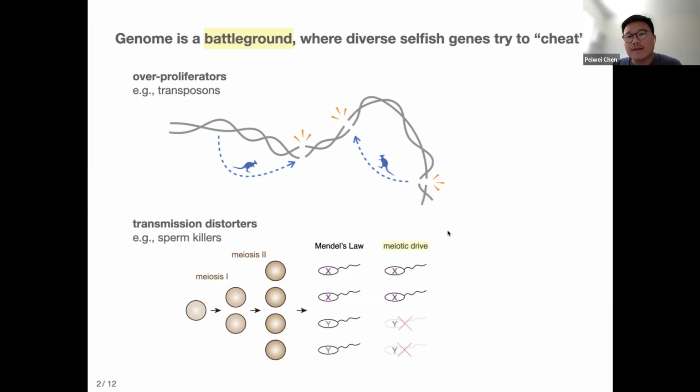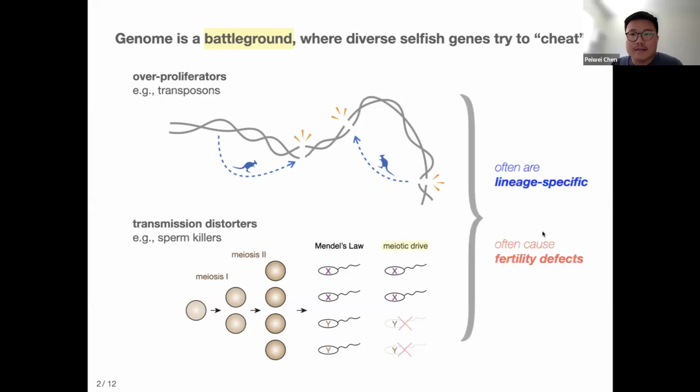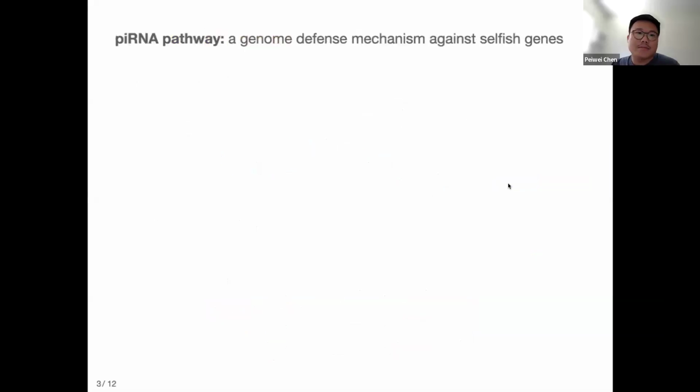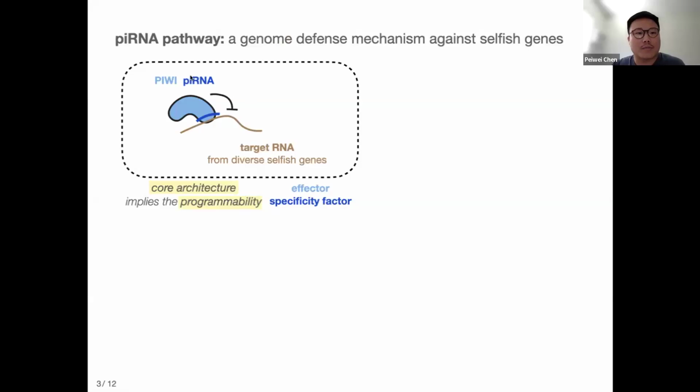Even though selfish genes are so diverse, many of them cause fertility defects, so they must be silenced to protect host reproduction. In addition, many selfish genes are also often lineage-specific, meaning they're different in different species. But if selfish genes are so diverse and they look differently in different species, how can we control them? In animals, many selfish genes are controlled by a conserved genome defense mechanism called the piRNA pathway. At the core of the piRNA pathway, we have a small non-coding RNA called piRNA, shown in dark blue here, which can bind to the PIWI protein, shown in light blue. The piRNA can bring the PIWI protein to find complementary target RNAs and silence expression.